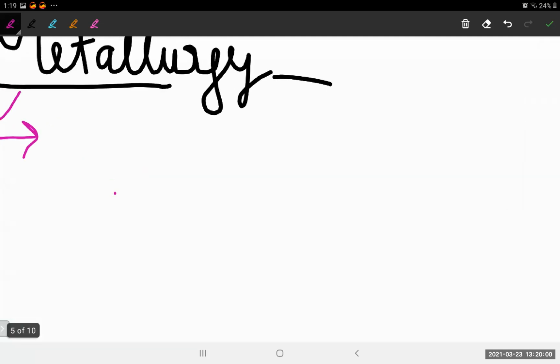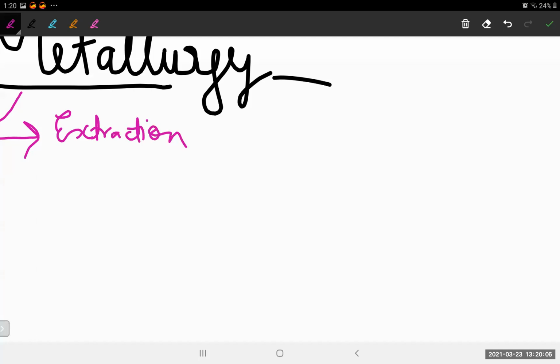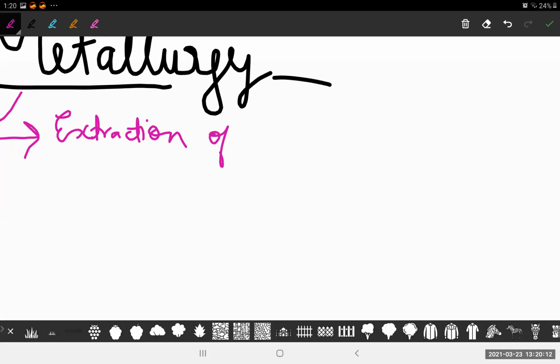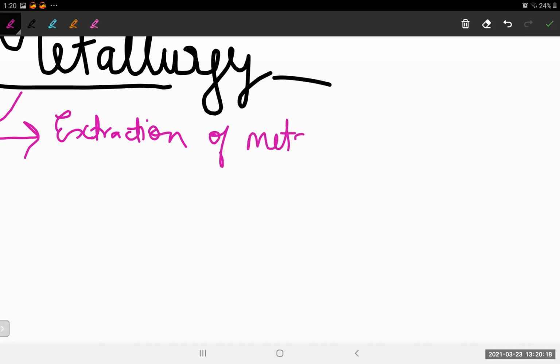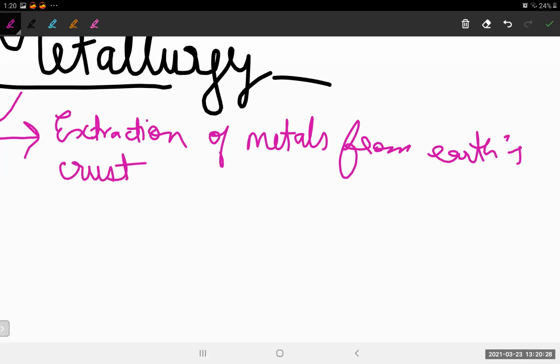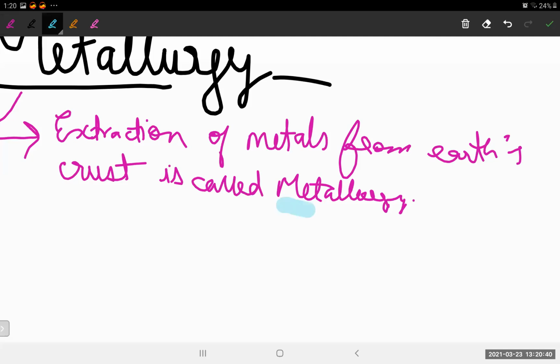Okay. So what is actually metallurgy? Metallurgy is the extraction. Please write it down. Please take down notes. That's why I'm not bringing printed PDFs for you all, right? I'm making the notes with you all so that you also take down the notes, right? Extraction of metals from earth's crust, or you can just make an apostrophe S here. Earth's crust is called metallurgy. Okay, so this is the meaning of the term metallurgy. Very important definition, please make note of this.